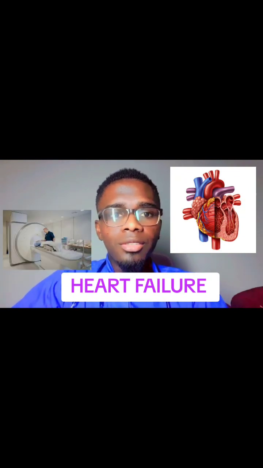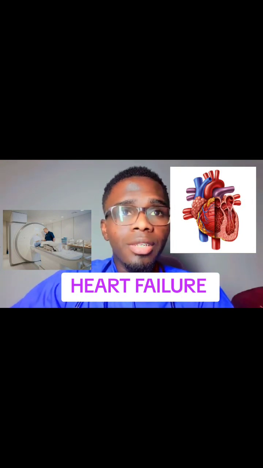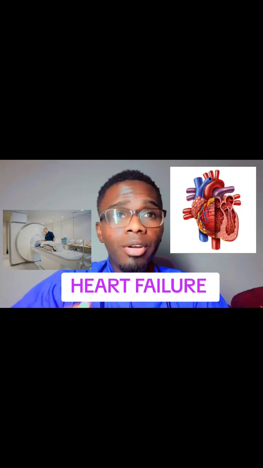Number 6, MRI. So this is an advanced imaging test that takes pictures of the heart and surrounding structure. So it helps to determine your heart function and size and whether there are any changes in the heart muscle. So a cardiac MRI can help your doctor identify causes of heart failure.